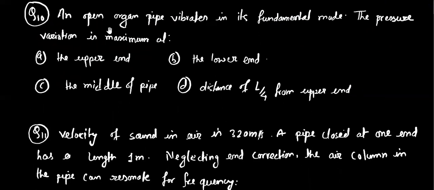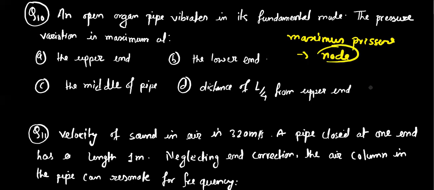Question number 10. An open organ pipe vibrates in its fundamental mode. The pressure variation is maximum at? As we know that maximum pressure always occurs at the node or nodal point.